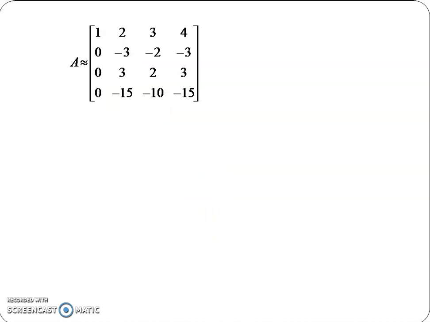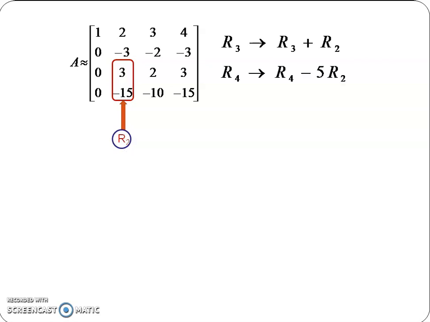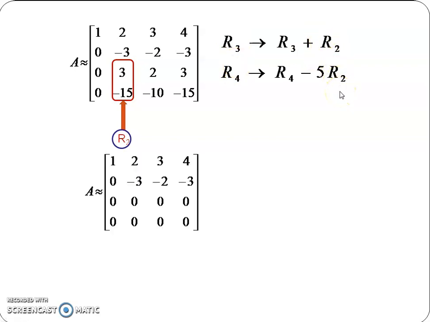So the required matrix we obtain is 1, 2, 3, 4. The first row will remain as it is. Second, third and fourth row corner elements get converted to 0. Now we have to convert this 3 and minus 15 to 0 with the help of R2. So we have to perform the operation on R3 and R4. These are two separate rows. We are converting these two elements to 0 with the help of R2. So we'll get the entries like this.